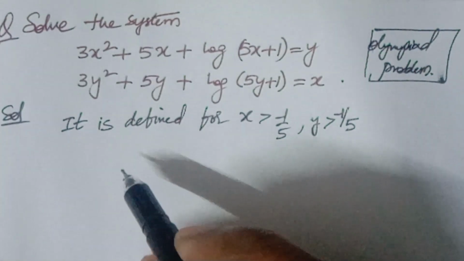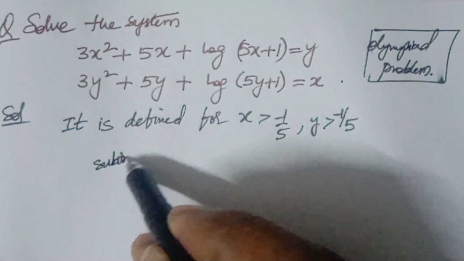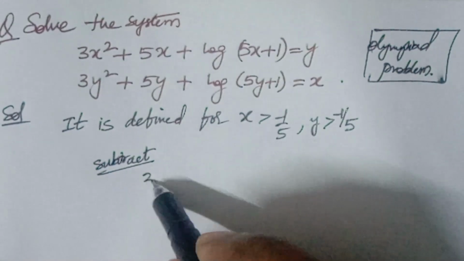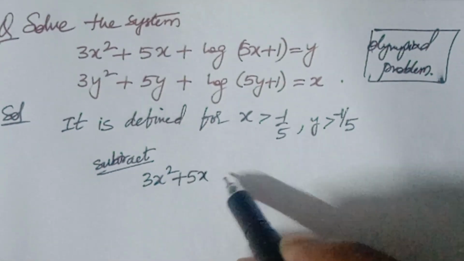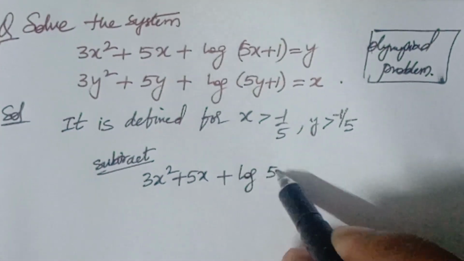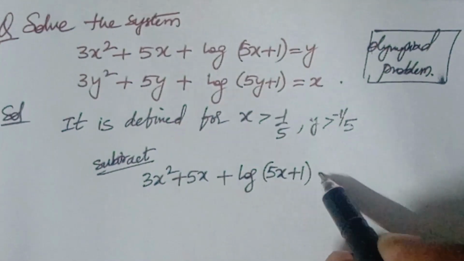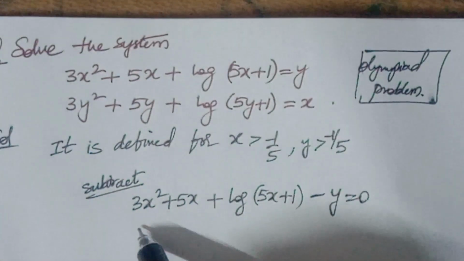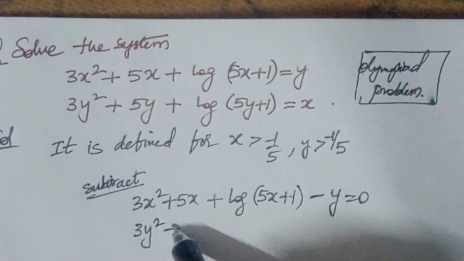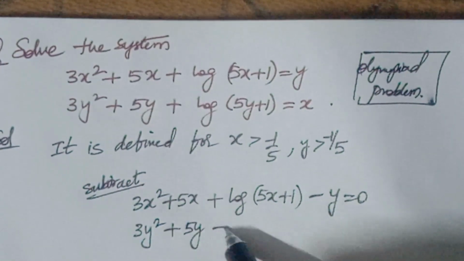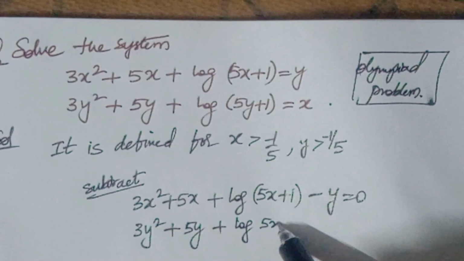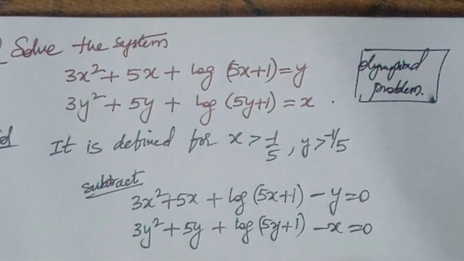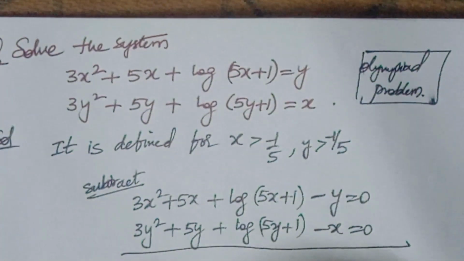Now subtract these two equations. The first equation is 3x² + 5x + log(5x + 1) - y = 0. The second equation is 3y² + 5y + log(5y + 1) - x = 0. So if you subtract these two, what will we get here?